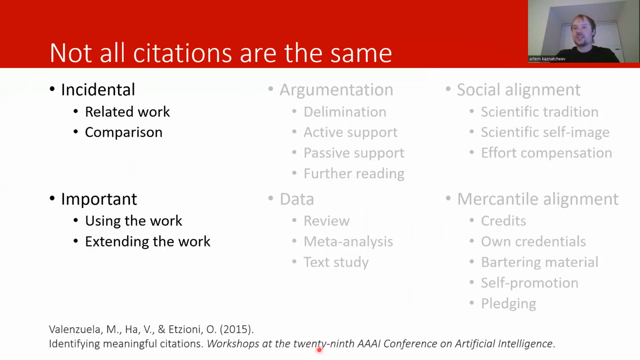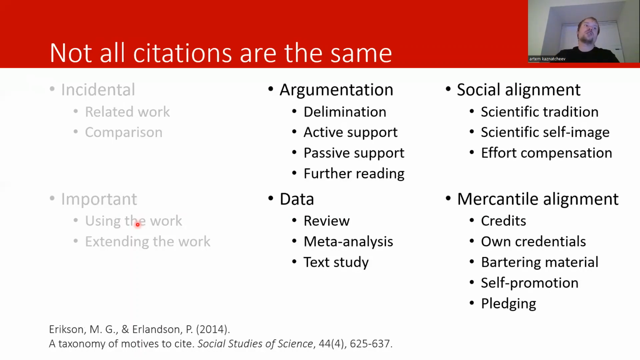In particular, not all citations are the same. There are already algorithms like the one by Valenzuela, Ha, and Etzioni, which is used for the Semantic Scholar website, which tries to use the text of the paper to identify if a given reference is incidental, i.e. just mentioning related work, or some comparison to prior work, versus an important citation, one that uses the work or extends the work. And similarly, you can go into further distinctions, as Erikson and Erlandson do, on the motivations that one has for referencing prior work. Some of that motivation falls into things that extend the argument or the data that your work is building on, and others fall into less theory-specific, more social aspects of the field.